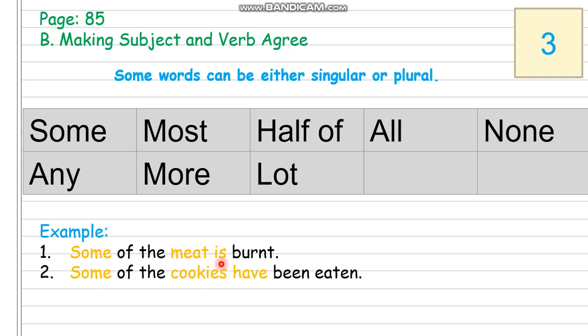Number 2, some of the cookies have been eaten. Also here we should look at the word that comes after some. So here we have cookies. Cookies is plural, so that's why we used have with it.